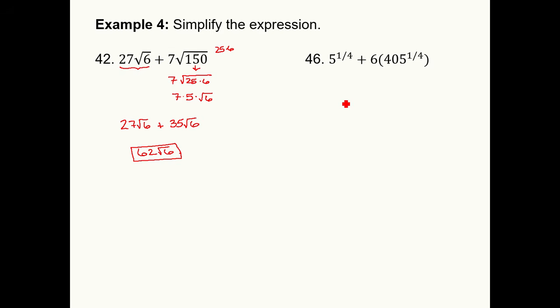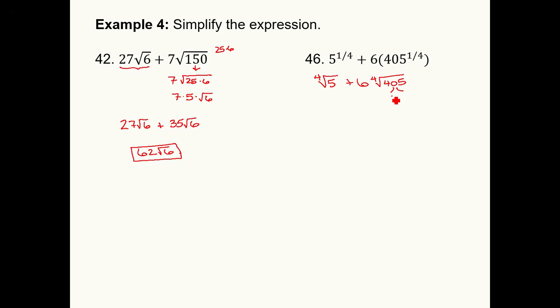Now let's look at 46. I've got 5 to the 1/4, which is the 4th root of 5, plus 6 times the 4th root of 405. And I want to break apart that 405, see if there is a perfect 4th power underneath that 4th root. So let's start breaking up the 405.